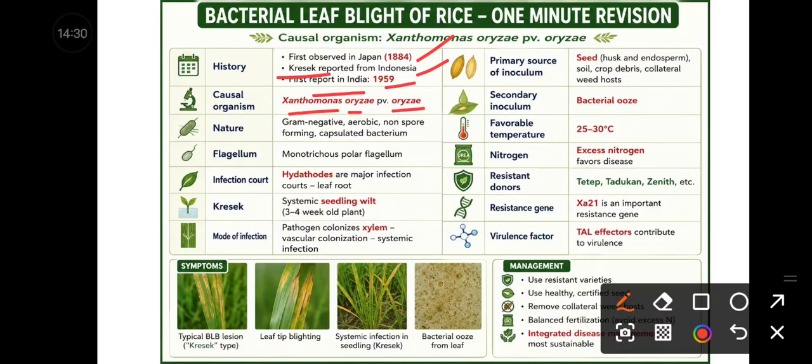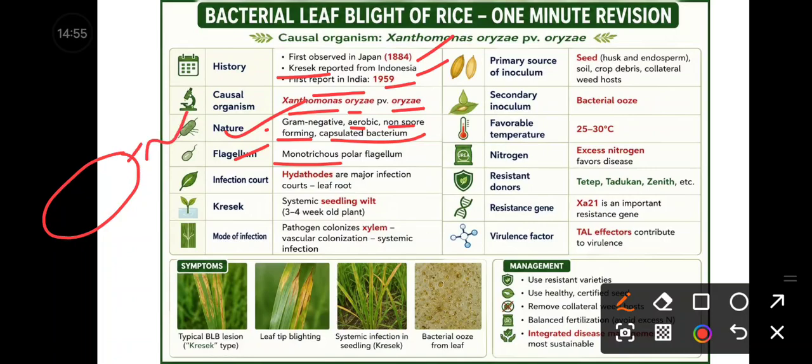Then about the pathogen or the bacteria, it is a gram-negative bacterium. It is aerobic, non-spore forming and capsulated. This is very important: gram-negative, aerobic, non-spore forming and capsulated bacterium. Then about the flagellum, it is a monotrichous polar flagellum, meaning the bacterium has a single polar flagellum. That's why it is called monotrichous polar flagellum.